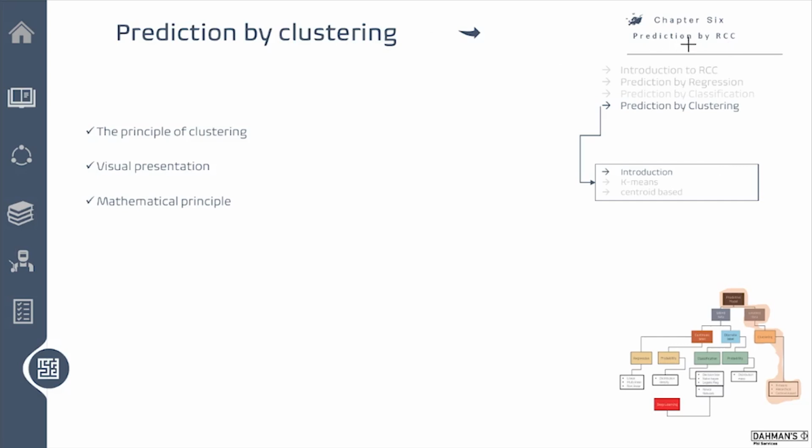Hi, welcome back. So we are in Chapter 6, Prediction by clustering. This is the last part of this map, where we have introduced previously this side of the map. Now we are on the side when the data is unlabeled. In other words, we do not have a specific feature that we would like to predict. This is the case we call unsupervised learning, or unlabeled data.